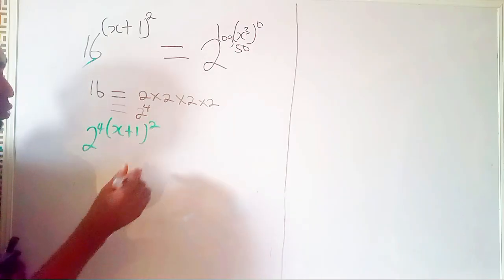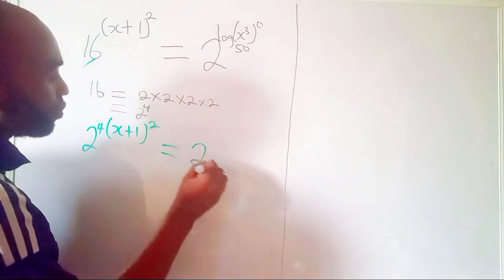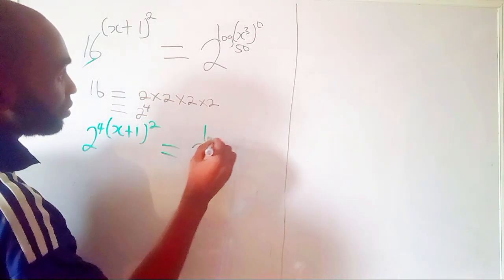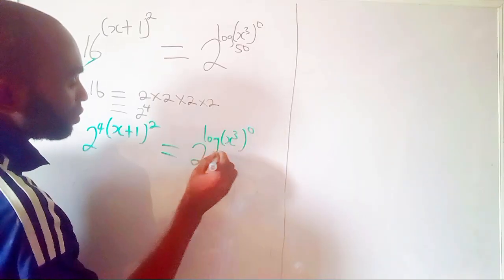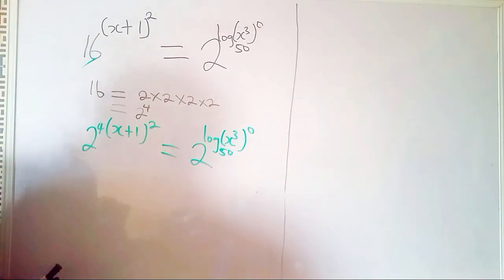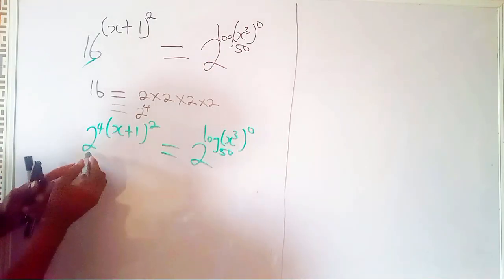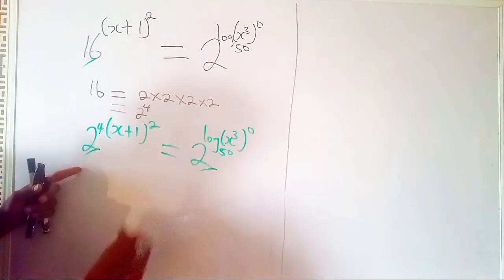So we have 2 to the power of 4, bracket open x plus 1, all raised to the power of 2, is equal to 2 raised to the power of log x cubed raised to the power of 0, base 50. So after putting everything, we have this.